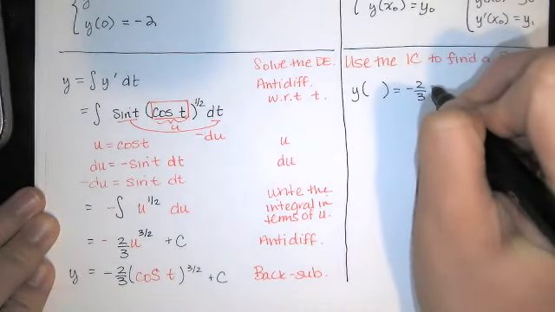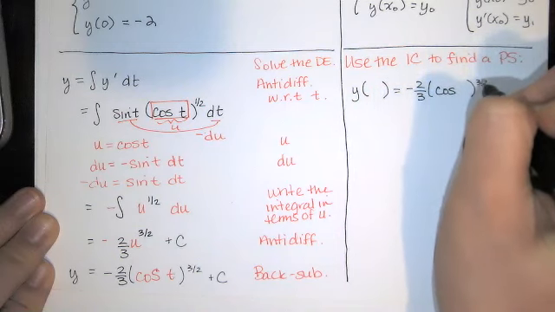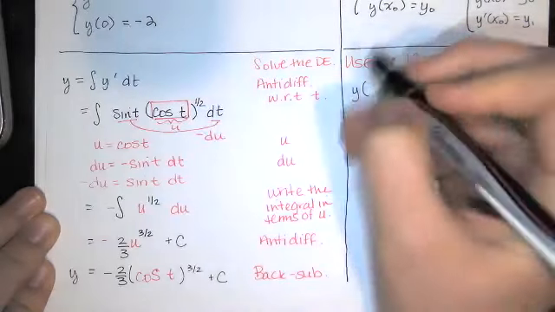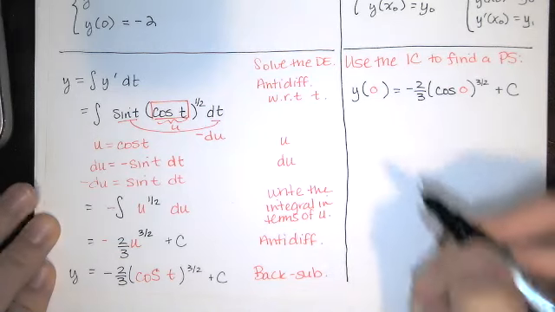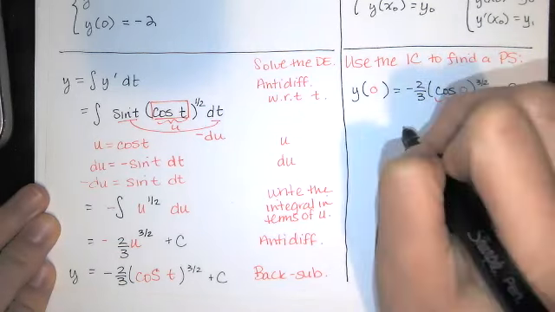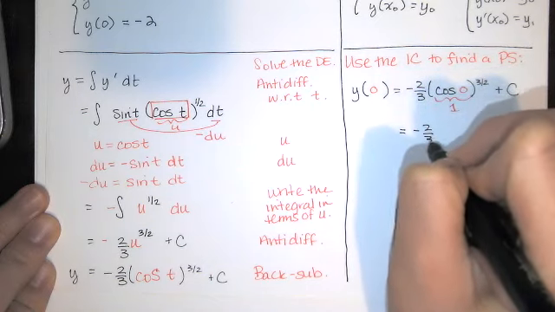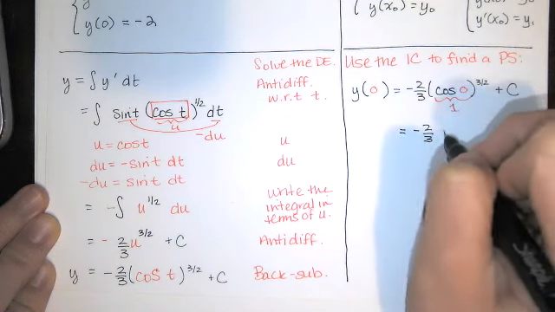So we want y of 0 to equal -2. So we evaluate our function at 0. So you're going to substitute in 0, and then you figure out what that is. Cosine of 0 is 1. And then you simplify. So y of 0 is -2/3 times 1 to the 3/2, which is of course 1, plus c.